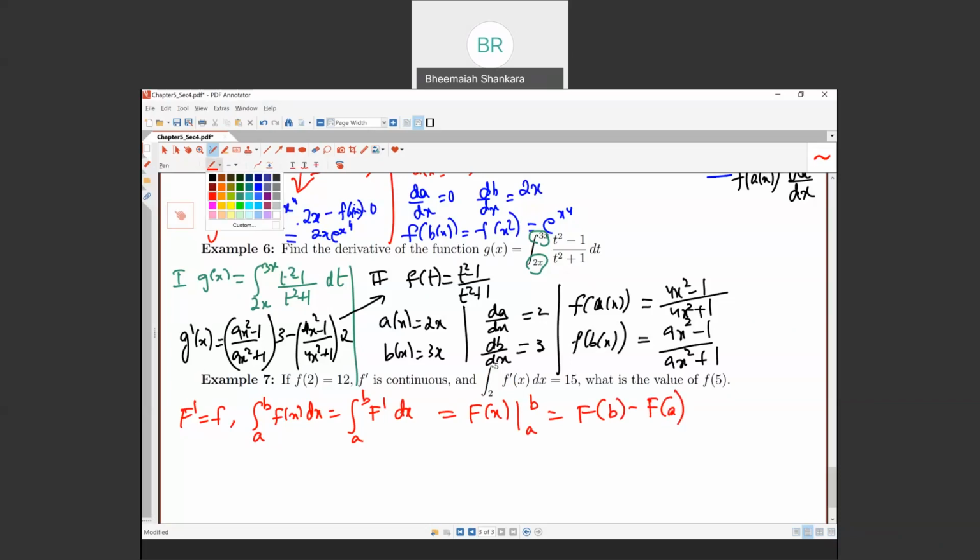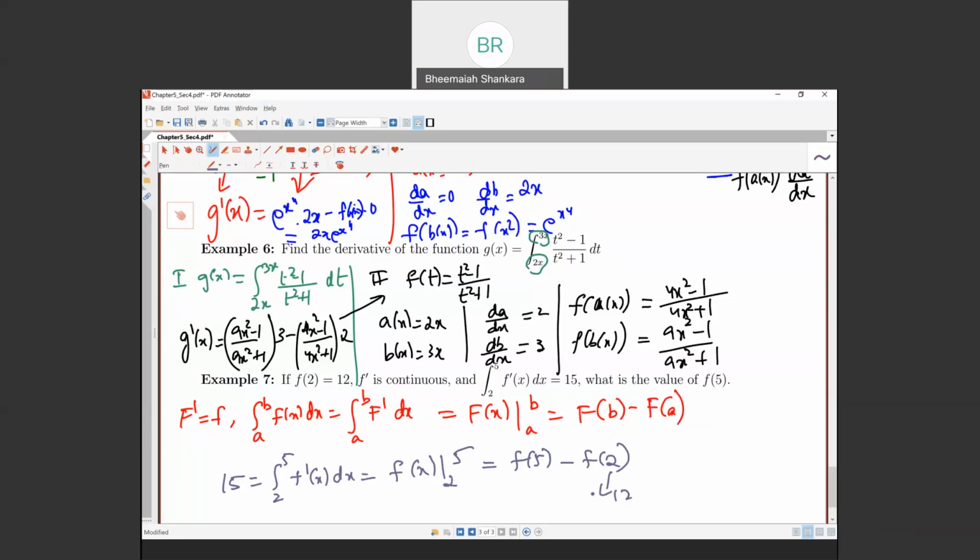So let's plug in the values. The integral value is given as 15: the integral from 2 to 5 of f prime of x dx. The integral of f prime is the functional value f of x from 2 to 5. Evaluate this as f at 5 minus f at 2. f at 2 has been given, which is 12. You want to find f at 5. Now this becomes a linear equation with just one unknown, so solve for f of 5, which is 27.